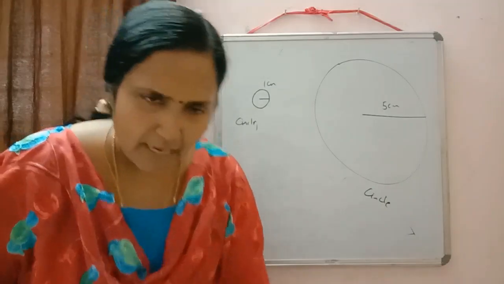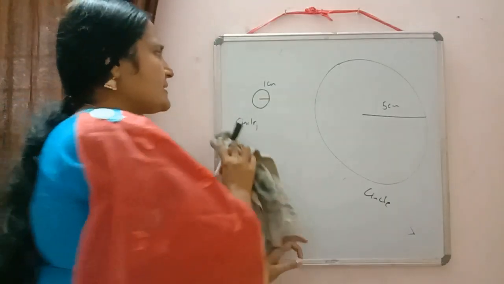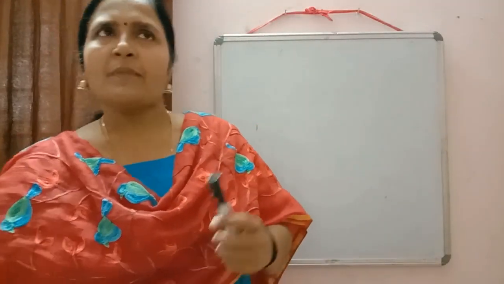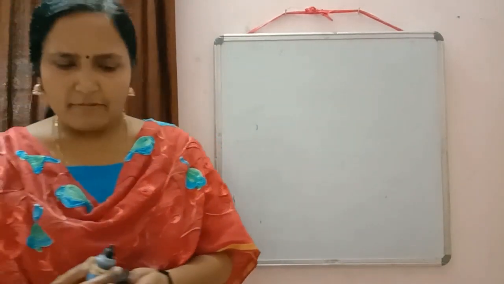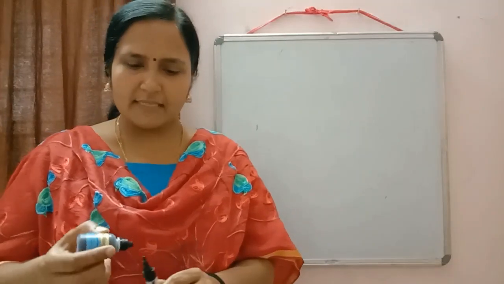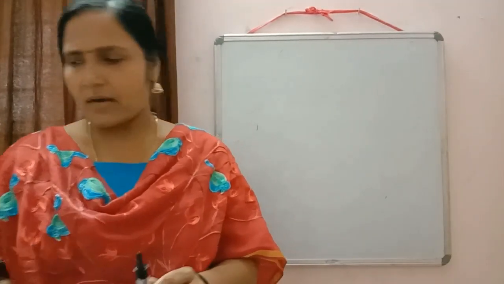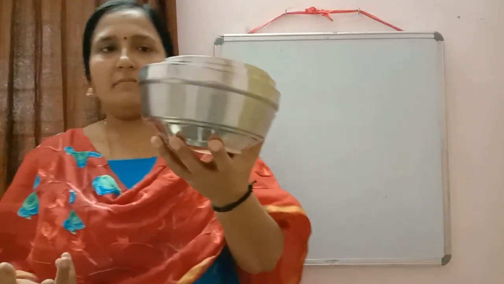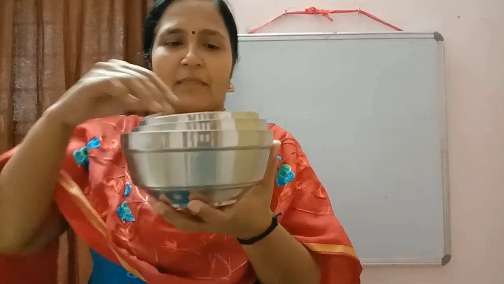Now we have to check where we can find these similar figures. Do we have some examples of similar figures in our daily life? Can you imagine where we are using the concept of these similar figures? Let me tell you. When you are going for shopping in Big Bazaar or in Pothys, you might have seen this type of container. This one is a small container only.